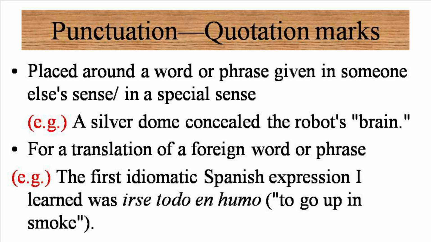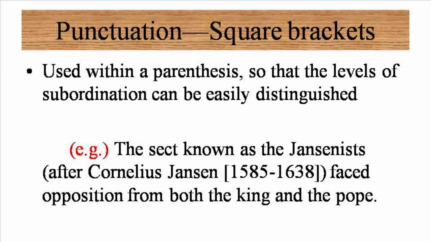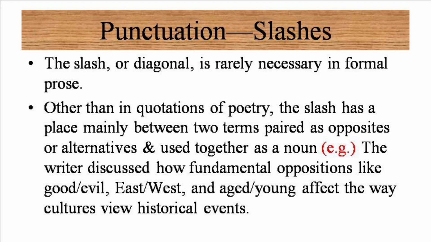Quotation marks are placed around a word or phrase given in someone else's sense or in a special sense. It's also used for translation of a foreign word or phrase. Square brackets are used within a parenthesis in order to distinguish the levels of subordination. A slash is rarely necessary in writing a research paper other than in quotations of poetry.